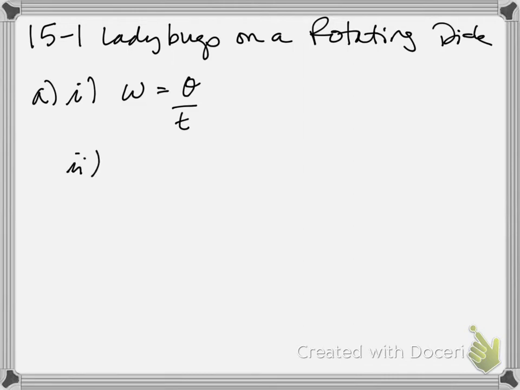Then part 2 says, is the linear speed, and that's v, of ladybug A greater than, less than, or the same as the linear speed of ladybug B? And the linear speed of ladybug A is larger than the linear speed of ladybug B. And the reason for that is, or you could say this a couple of ways, the linear speed of something depends on the distance from the axis, which is larger for ladybug A.